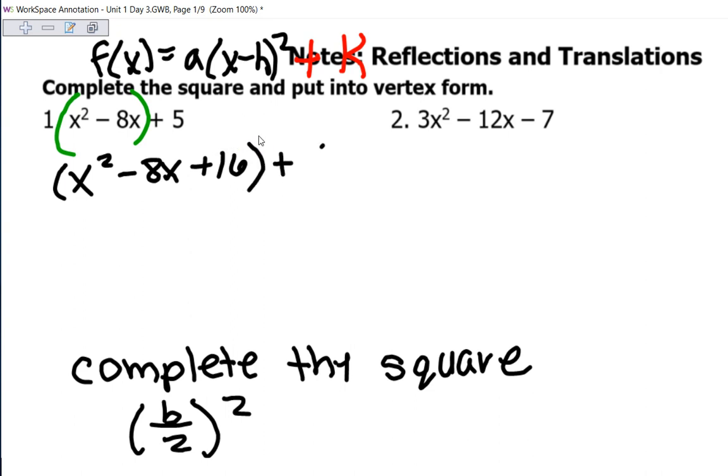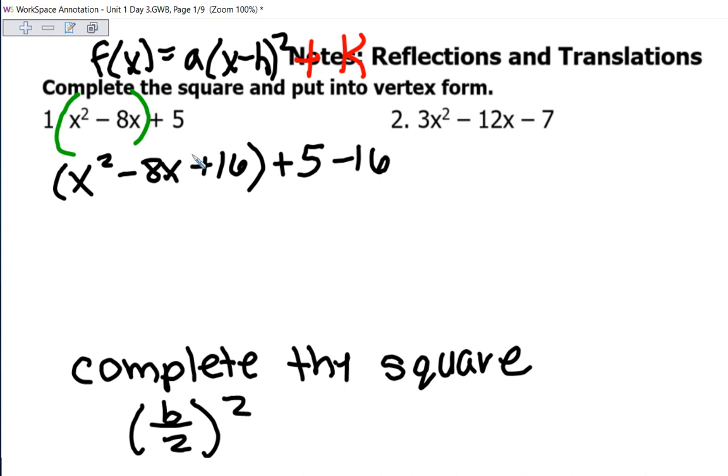Now if I have an expression, can I just add a random number to it and it's still equivalent to what I started with? No. But if I add 0 to something, does it stay the same? Yes. So if I add 16, what would I have to add back here to make it 0? Negative 16. Whatever number you add, you have to add the opposite so that you're actually adding 0. Because positive 16, negative 16, what am I actually adding there? 0. So that expression is still the same.